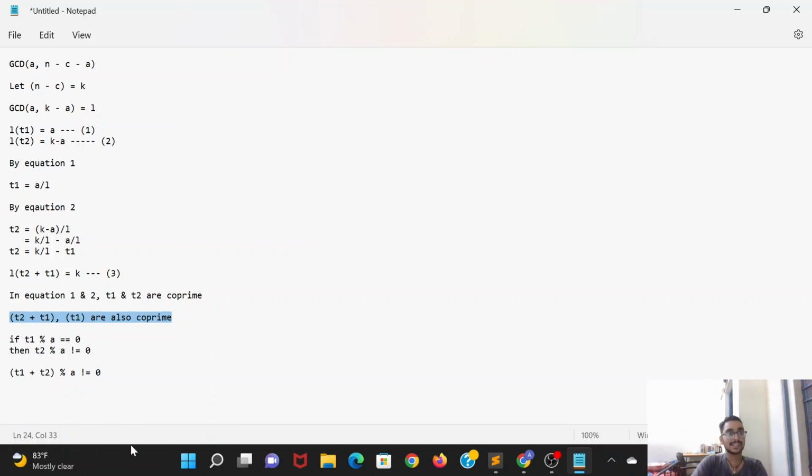Now all this I basically did to just prove one thing. My aim was to prove that the GCD of A comma K minus A is equal to the GCD of A comma K. Now why this is really beneficial is that you observe this K is a constant, so we can actually try to play something with it.